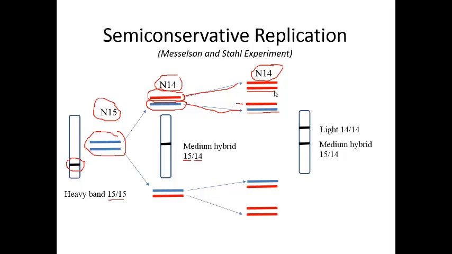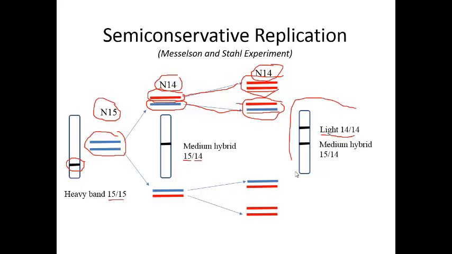When Meselson and Stahl put this DNA into the centrifuge, it now created two bands. One that's still the medium hybrid band containing nitrogen-15 and 14, and a second band which was much higher because it was lighter. It contained 14-14. It created a light band.